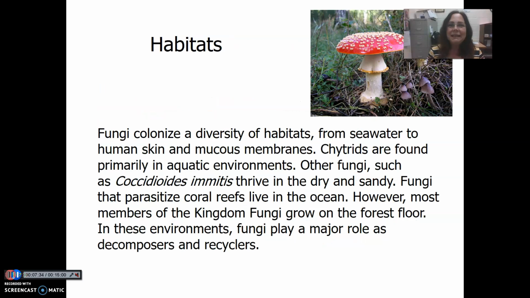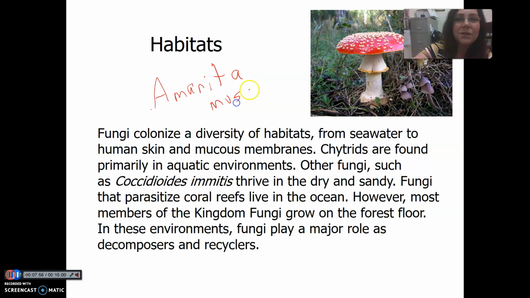So what we're seeing here is a picture of, I have to look at the word to say it. The species name is Amanita muscaria. I'm going to write it for you. You don't have to memorize this, but I'll give you a little bit of extra information.